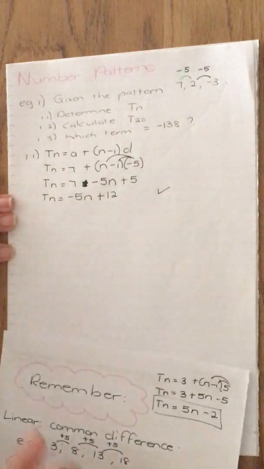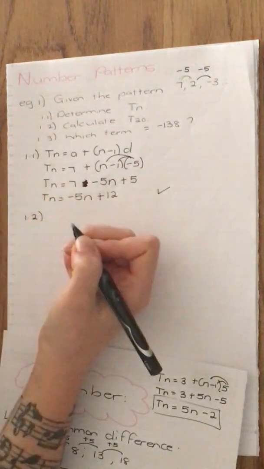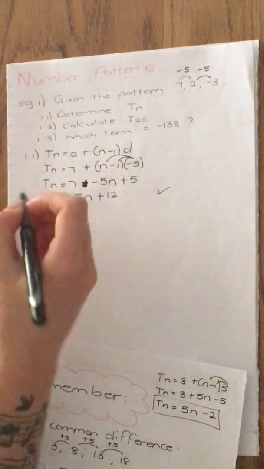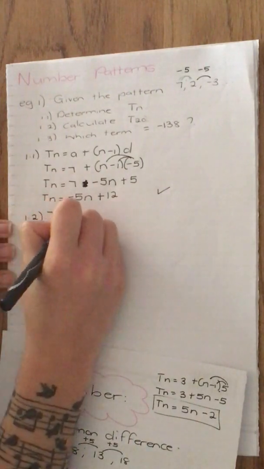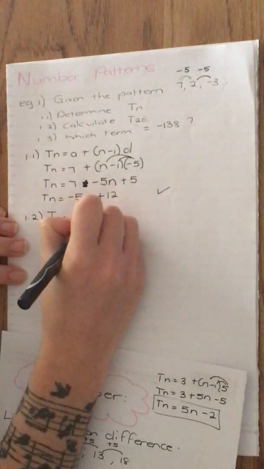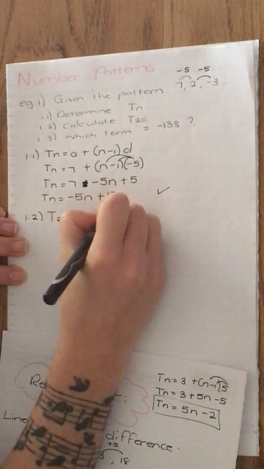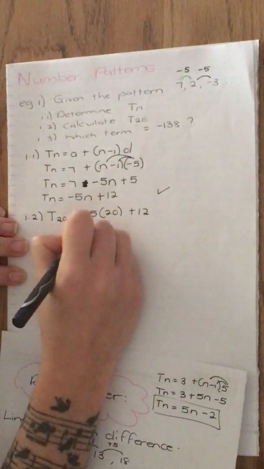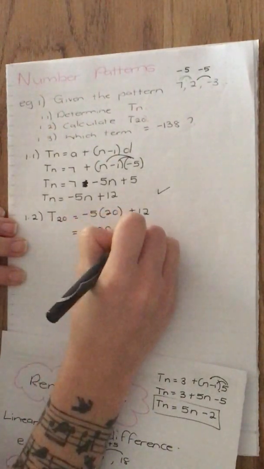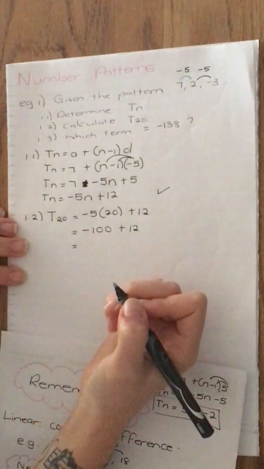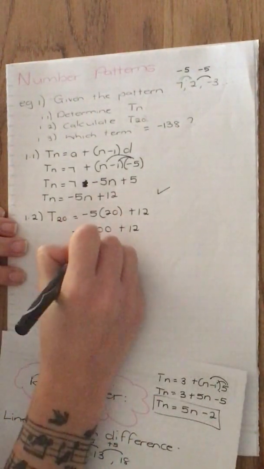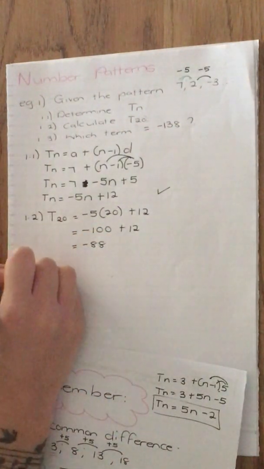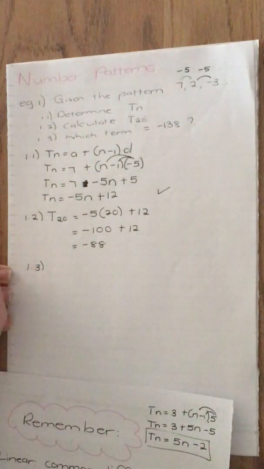I have gotten Tn. Now 1.2, they say calculate term 20. So remember, this replaces your n. This is term number 20. So we are looking for T20. That means instead of writing an n, I'm going to write 20. Make sense? Okay, so then -5 times 20 is just -100 plus 12. -100 plus 12, that's -88. Alright, make sense?